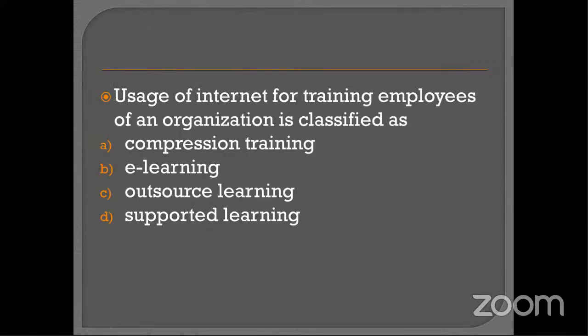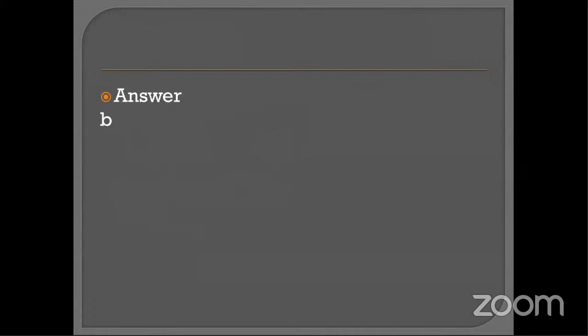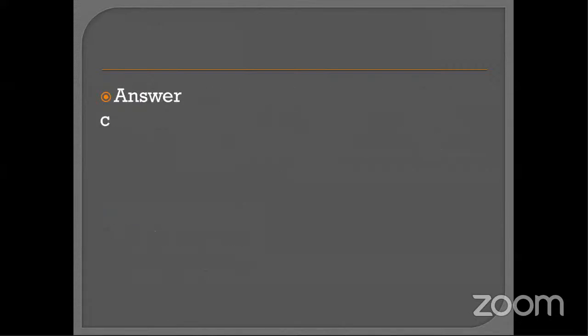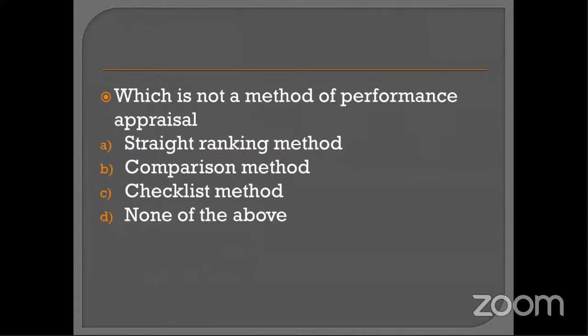Usage of internet for training employees of an organization is classified as compression training, e-learning, outsource e-learning. Okay. Then the most flexible type of training in which employees are trained while performing tasks and responsibilities associated with the job is classified as on-job, informal, formal, off-job? C, on-job. On-job, yes. Perfect. Training. Yes, thank you.